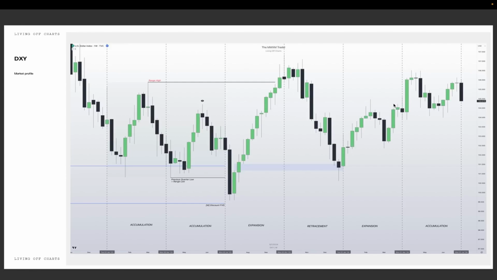The open is here, the close is here. This is a bullish expansion. So we go from expansion, retracement, expansion here. What happens after an expansion? A retracement or a consolidation? This market profile was already a retracement here, and we had an expansion after an expansion here, so we could anticipate a consolidation.